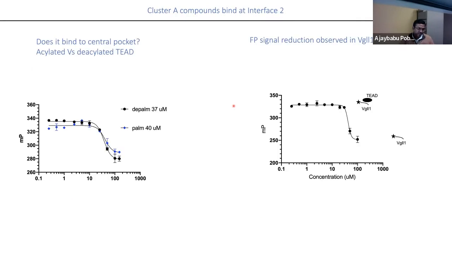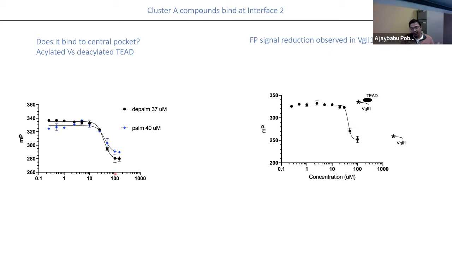So again, coming to the point where, hey, does it bind to the central pocket or does it bind to the surface? Again, we are more interested in getting a surface binder. When I used an acylated or deacylated TEAD, in this case a palmitoylated or depalmitoylated TEAD, it's still active, suggesting that the cluster A compound is acting on the surface. So where is it acting? Let me remind you, when it is active in a VGLL1-TEAD assay, that means it is binding to interface 2, and that's what we got.